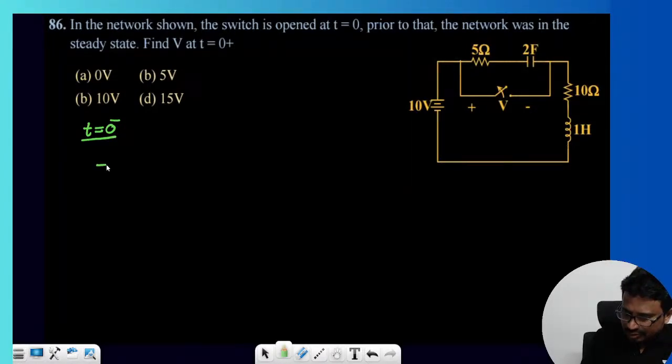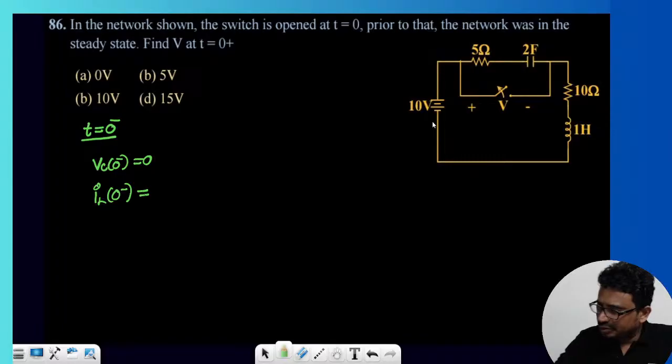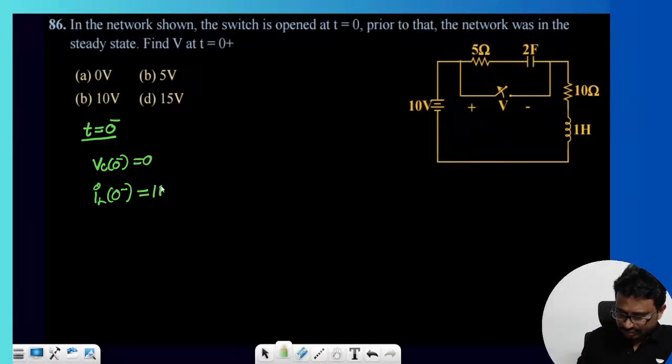When t is equal to 0 minus, is the switch opened or closed? The switch is closed, isn't it? When the switch is closed, from this we can get the initial values. So we can write VC of 0 minus, which is equal to 0, and IL of 0 minus, which is equal to 10 by 10, 1 ampere. Check.